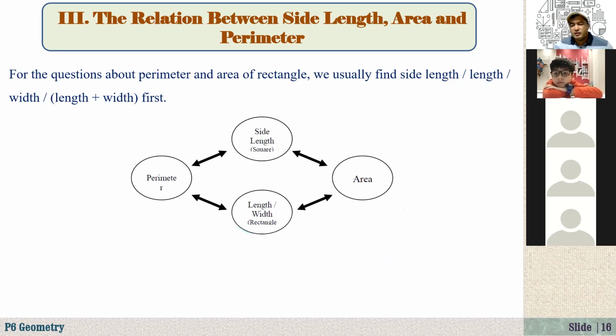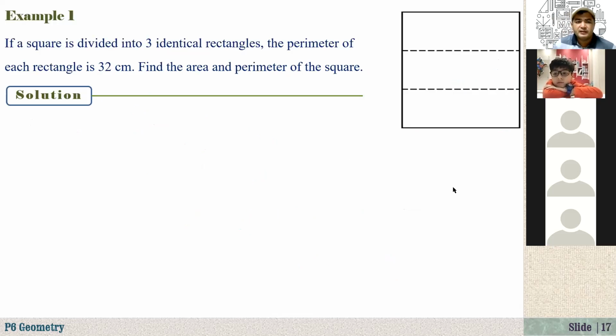Okay, now we are going to talk some mixed problems, okay? Let me just show you one example. After that, you will solve other questions. If a square is divided into 3 identical rectangles, the perimeter of each rectangle is 32. Find the area and perimeter of the square, okay?